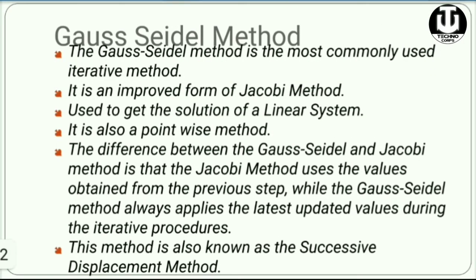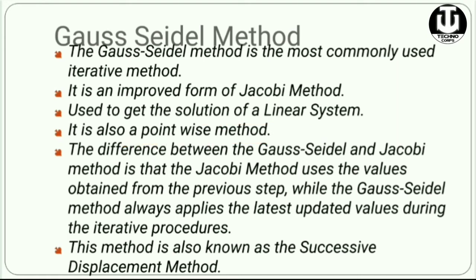So, Gauss-Seidel method. It is a most commonly used iterative method. Okay, it is an improved form of the Jacobi method, used to get the solution of a linear system. In the last class also we discussed how to get the solution of a linear system using the direct method and the iterative method. Okay, it is also a pointwise method like the Jacobi method.